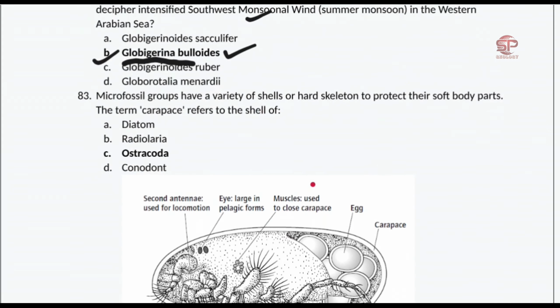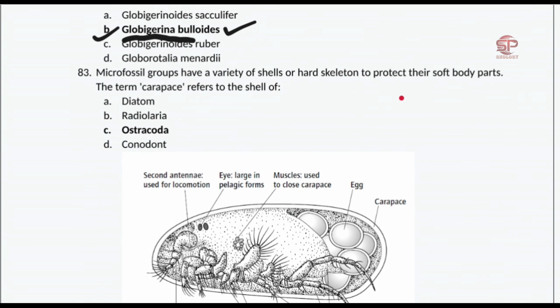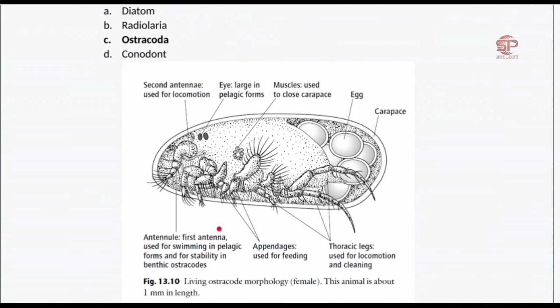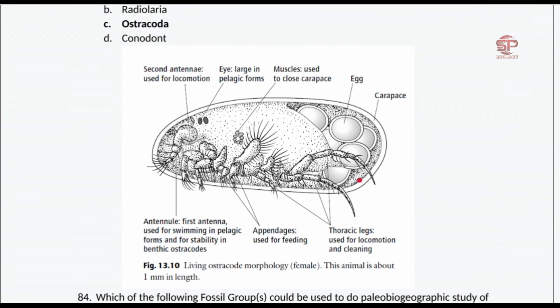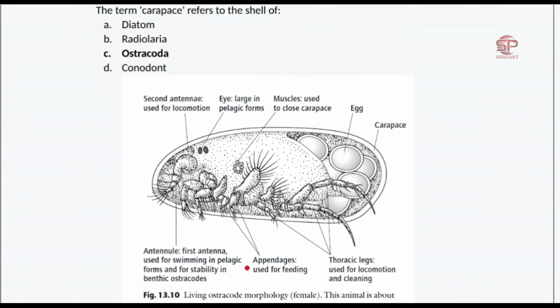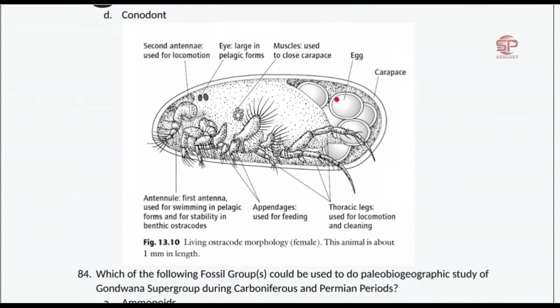The microfossil group has a variety of cell and hard skeleton to protect some body part. The term carapace is related with the ostracod, the covering of the cell. So the answer will be C, ostracod. You can see it in the diagram.